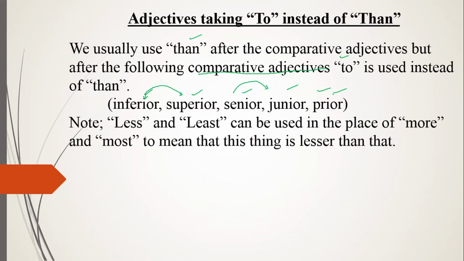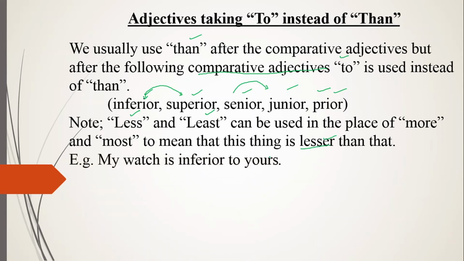One note is there that we will discuss. "Less" and "least" can be used in place of "more" and "most" to mean that this thing is lesser than that. I told you in previous lectures that "more" is used in comparative degrees of adjective, and "most" is used in superlative degrees of adjective. Instead of "more" in comparative degrees, you can use "less", and instead of "most", you can use "least". These are the opposite of "more" and "most", to mean that this thing is lesser than that. Clear?